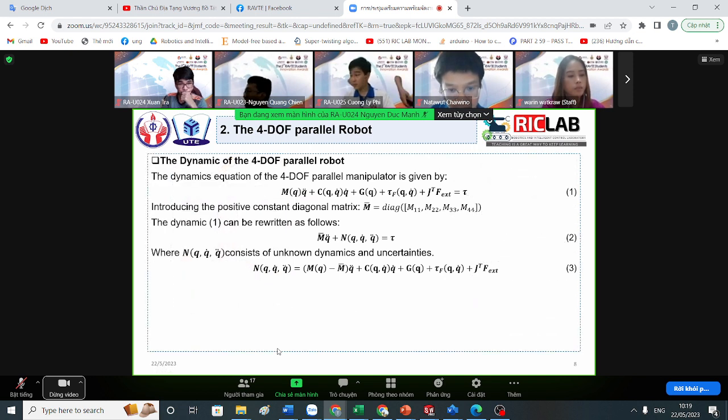Next, the dynamics of the Delta parallel robots. The dynamics equation of parallel robots is given as equation 1, where M is a positive constant diagonal matrix. The dynamics equation 1 can be rewritten as follows, equation 2, where N consists of unknown dynamics and uncertainty.